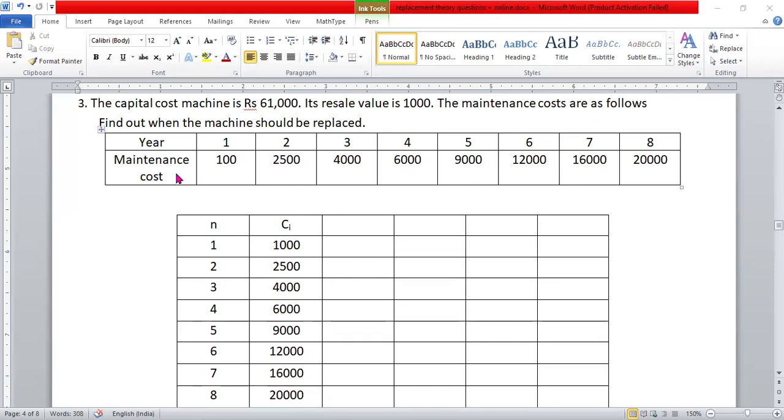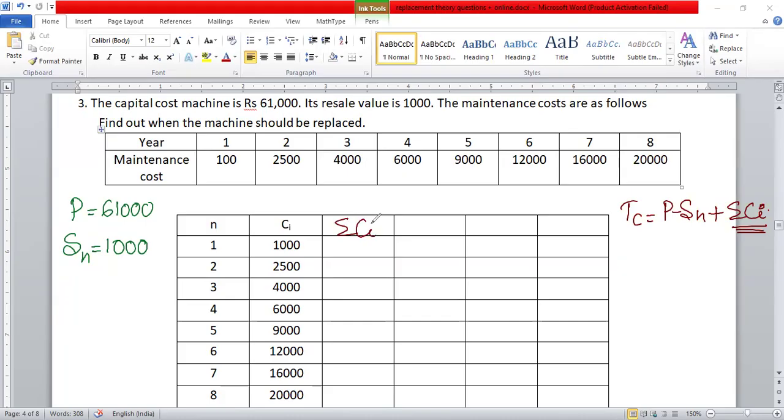The capital cost of a machine, P, is given as 61,000 and S of n, compulsory these two are given. S of n is 1,000. Now we're ready for the formula. So TC is equal to P minus S of n plus summation of CI. After writing the formula, we are going to start summation of CI.